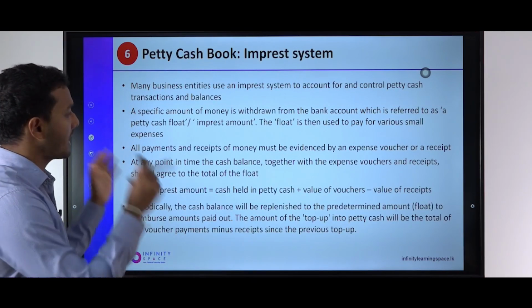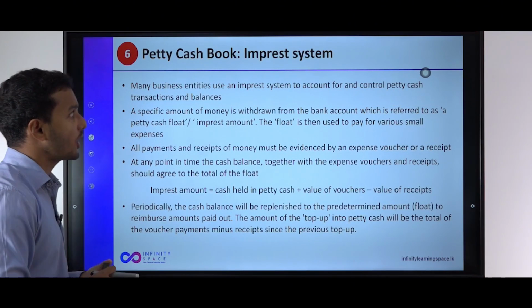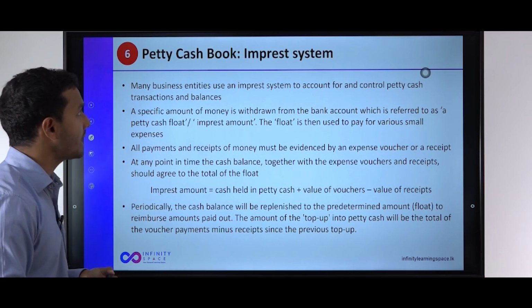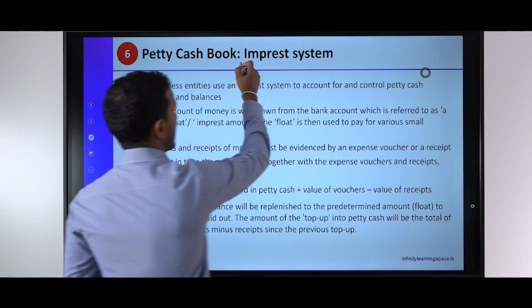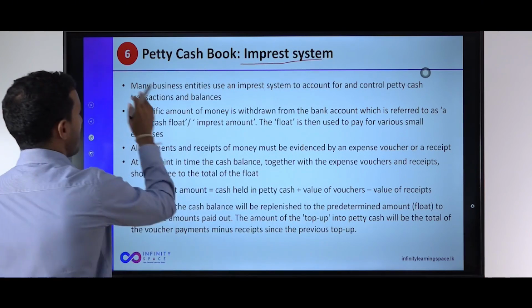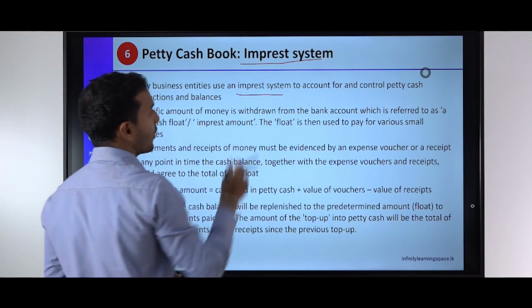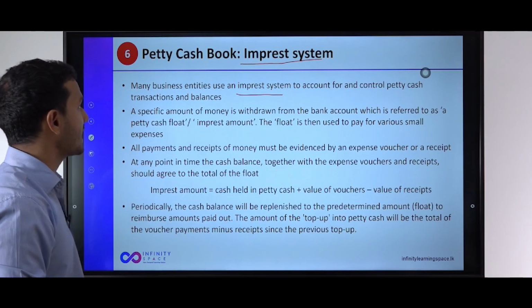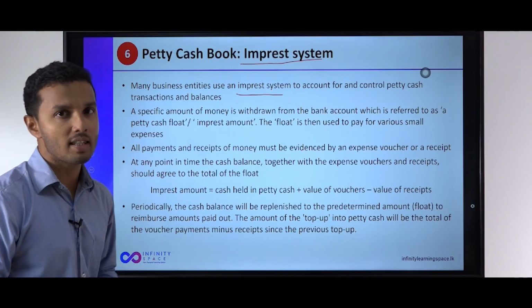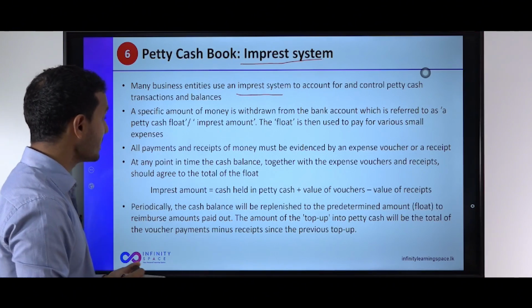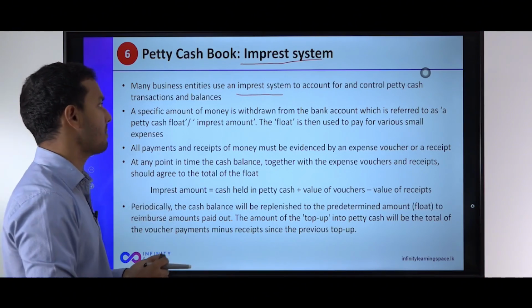Right, so now the petty cash book works according to a particular system called the imprest system, right? The imprest system. Many business entities use an imprest system to account for and control petty cash transactions and balances, right? So how does this imprest system work?